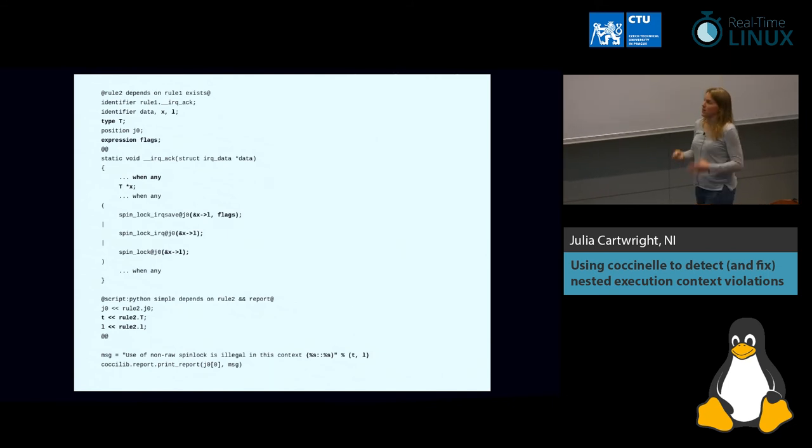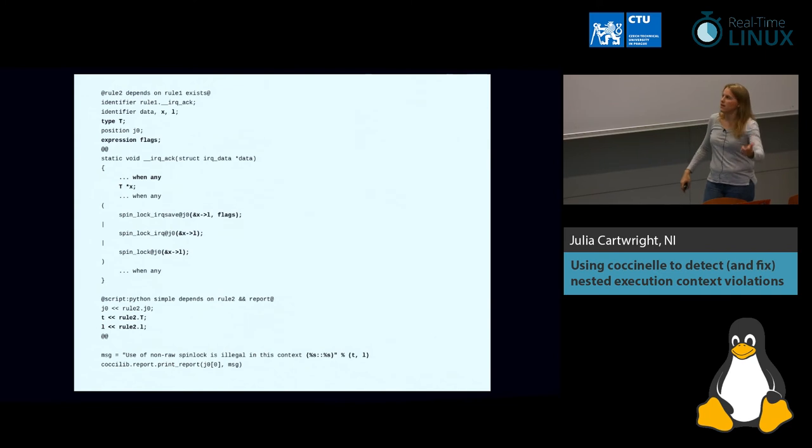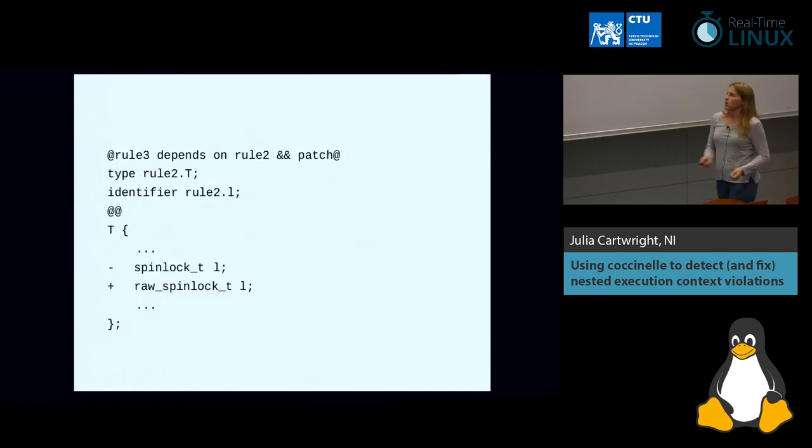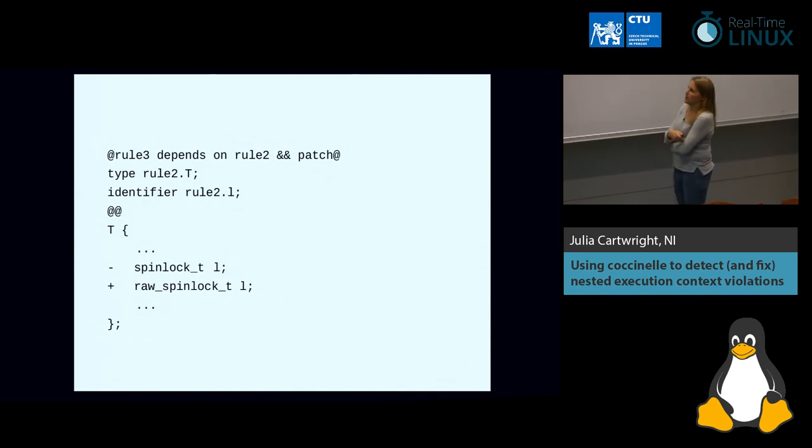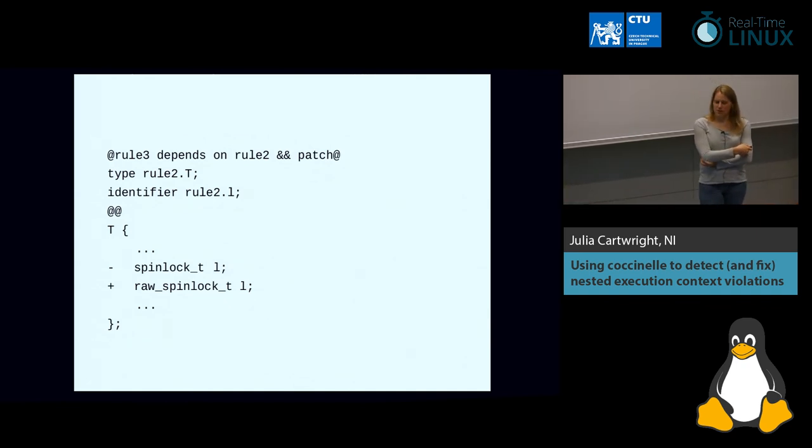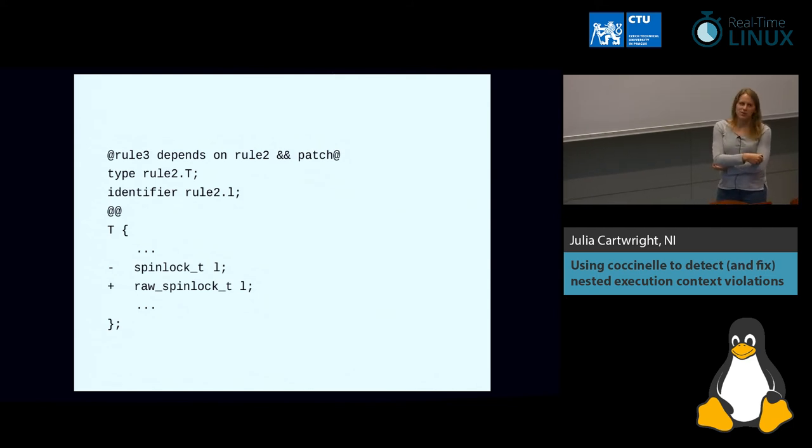And so that gives me enough context. When this match hits, then I know the type T and I know the lock member type L. From there, it's pretty straightforward. This was a trick that I just discovered. I didn't see any examples in the Coccinelle patches that do this.